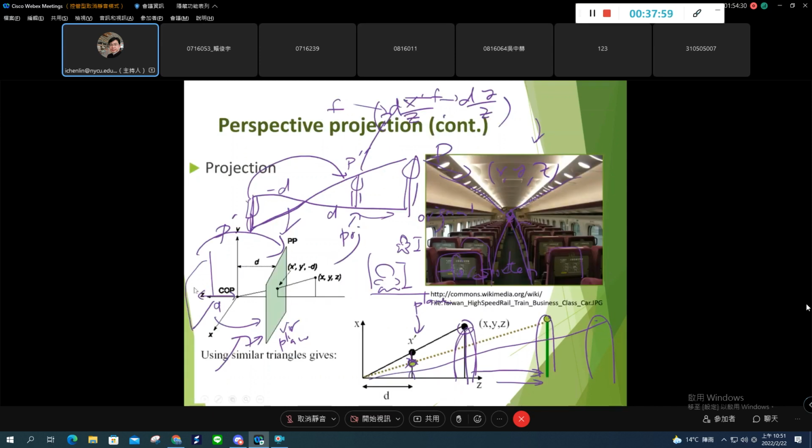I wonder whether there's any question about the perspective projection and the pinhole model.